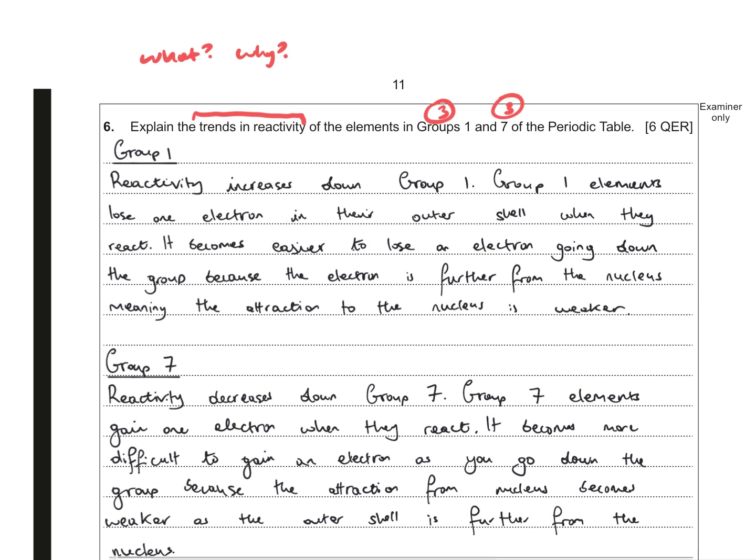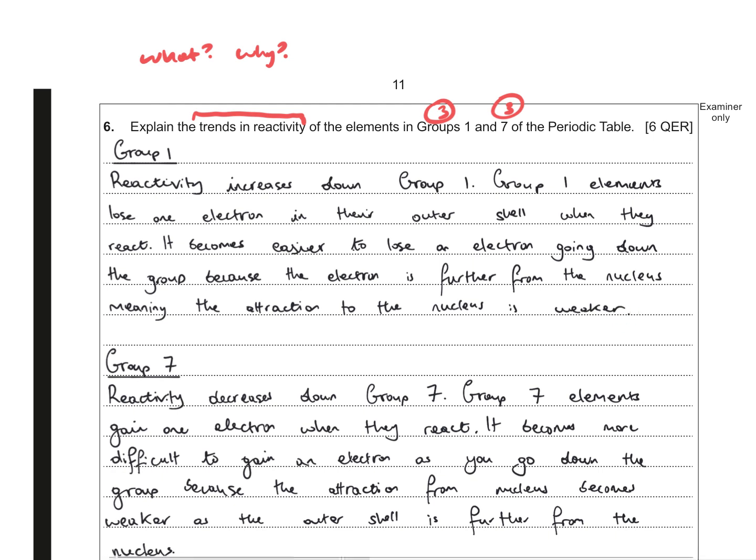So group number 1, first mark. Reactivity increases down the group. Second mark, group 1 elements lose 1 electron in their outer shell when they react. Third mark, it becomes easier to lose an electron going down the group because the electron is further from the nucleus, meaning the attraction to the nucleus is weaker.